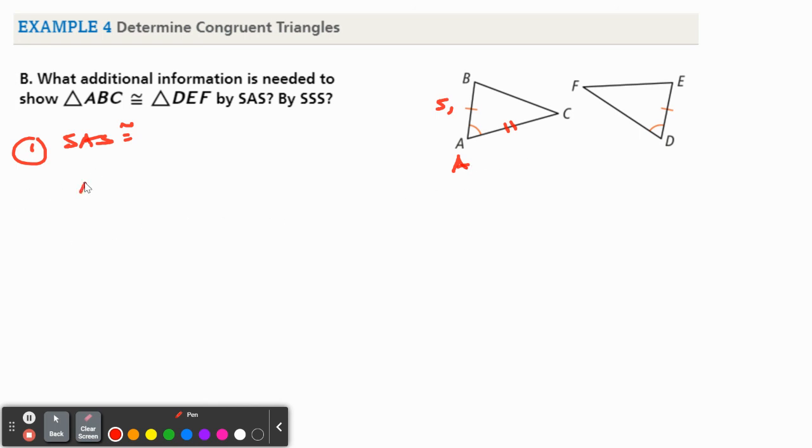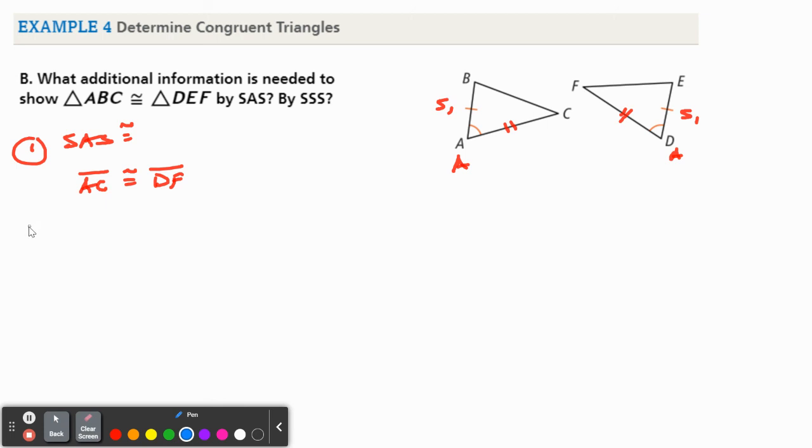So I need segment AC to be congruent to. And now over here, same thing. Side, angle, so I would need this side, and that would be DF. Notice AC starts with a congruent angle, so DF. That's all you need, and that's side, angle, side.